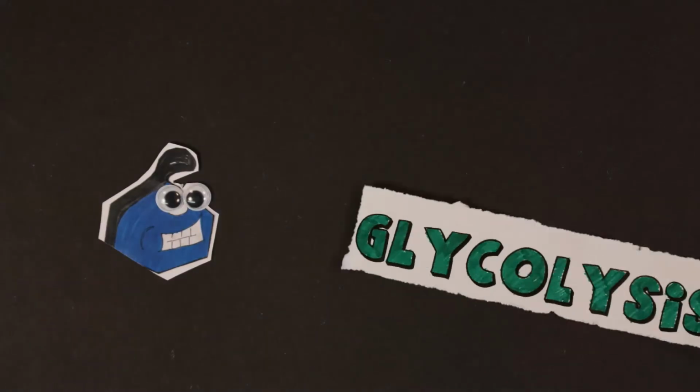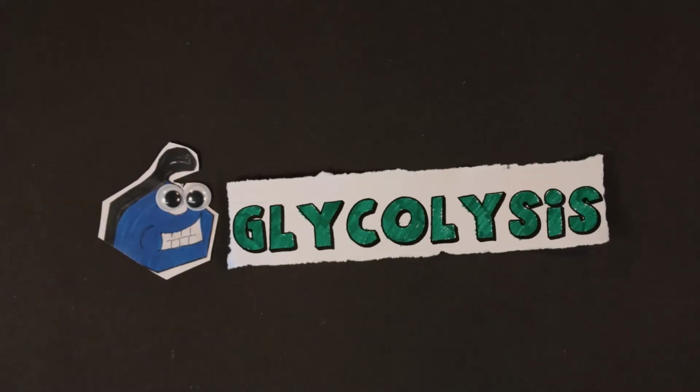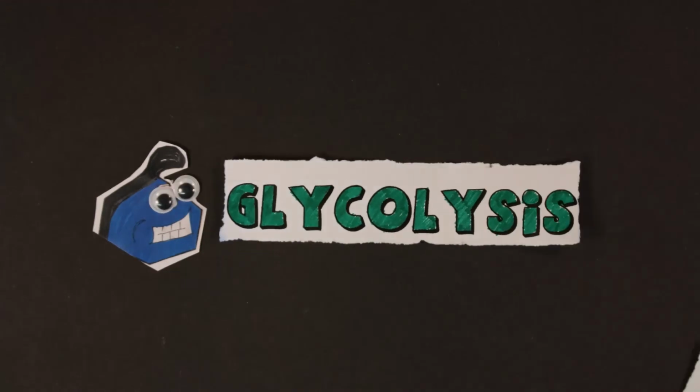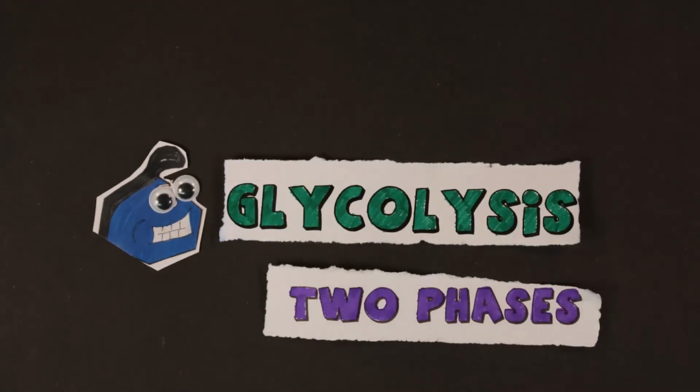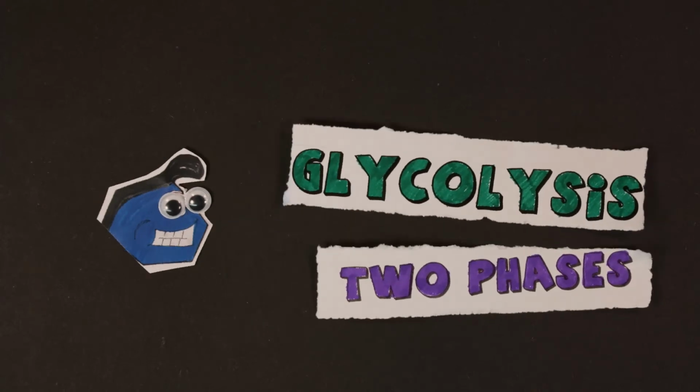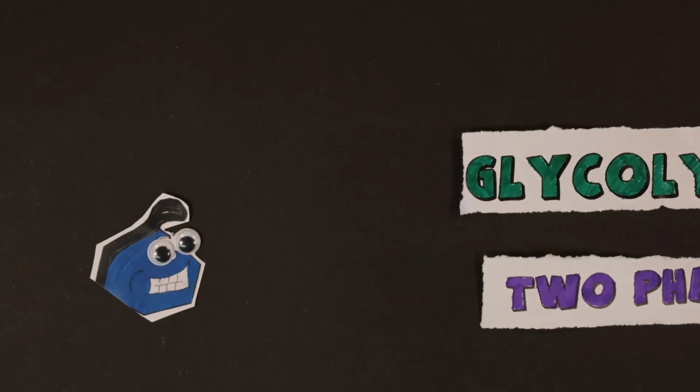Glycolysis. Glycolysis is the first step in cellular respiration and it occurs in the cytoplasm of the cell. The 10 steps of glycolysis are divided into 2 phases. The first 5 are preparatory phases and the last 5 are payoff phases.